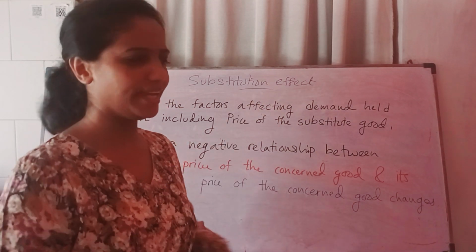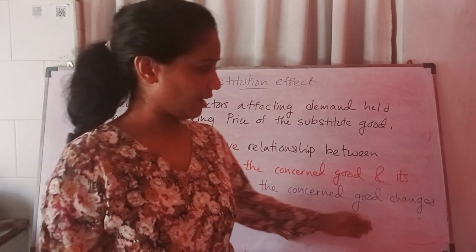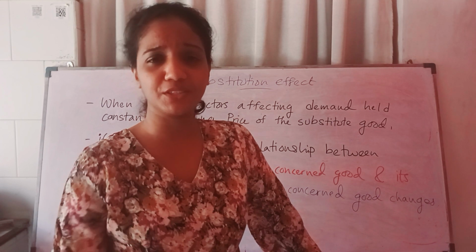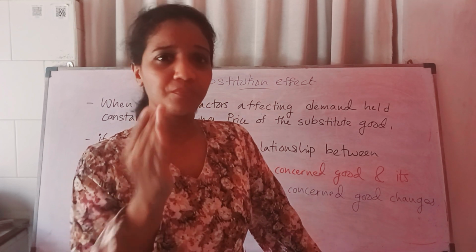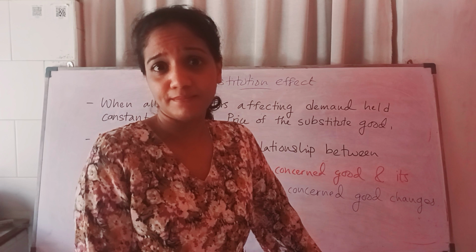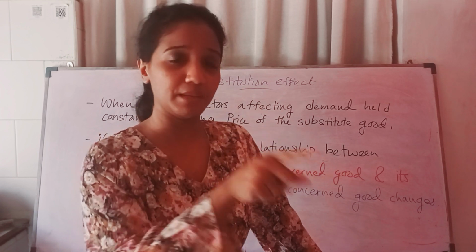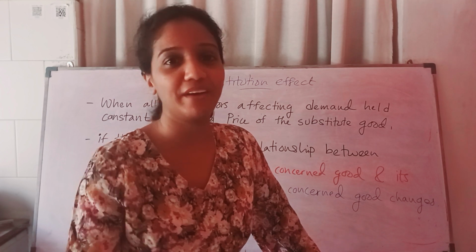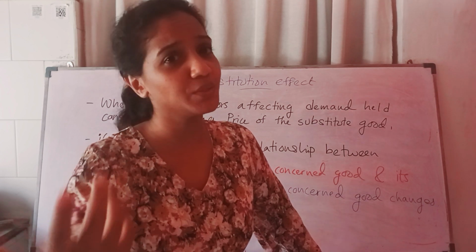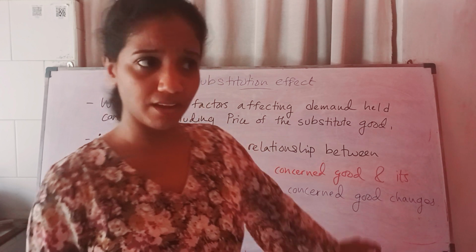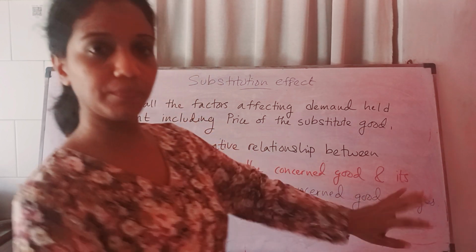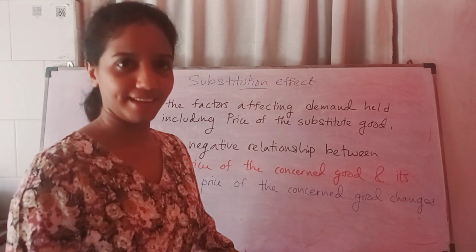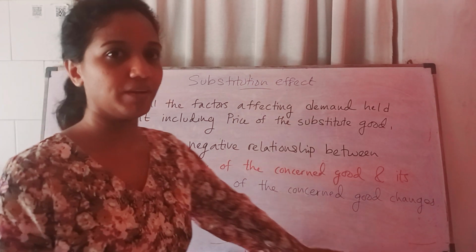Right? So you can explain in detail. After that you can explain if the price of the concerned good increases, it becomes more expensive. Therefore people shift to the substitute good. Therefore the quantity demanded reduces, and vice versa. Likewise, you can explain a little bit in detail after this. This is the definition of the substitution effect. Right? Okay. So I hope everyone understood.